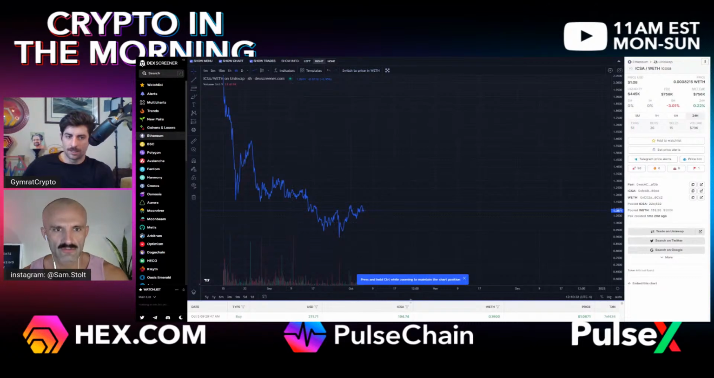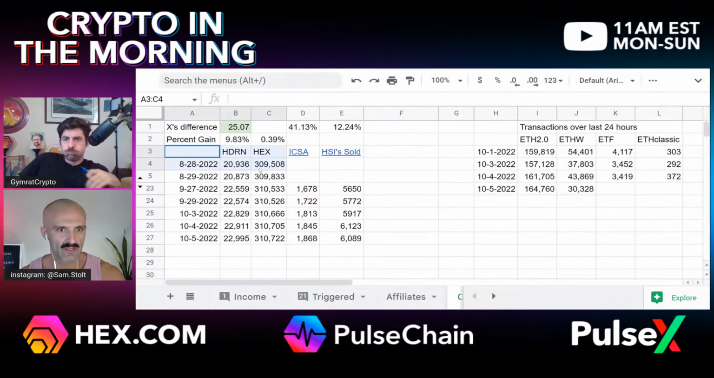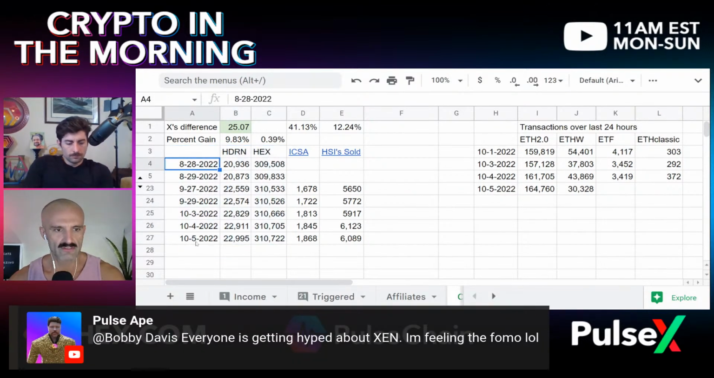Well, I have some charts, some data that we could actually take a look at. It might be helpful in this regard. In terms of the number of holders, right? If you take a look at this data, first of all, let's look at Hex and Hedron here. This is from the end of August up until this morning, right? This is the number of holders on Etherscan, right?